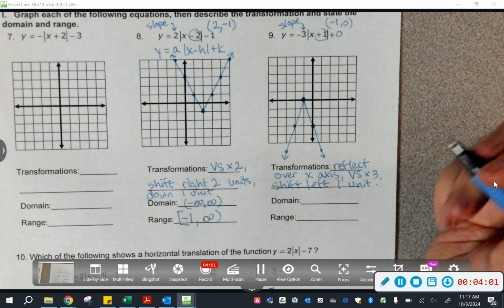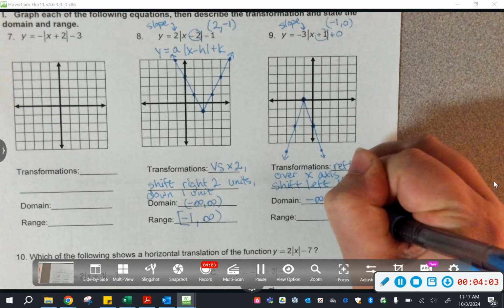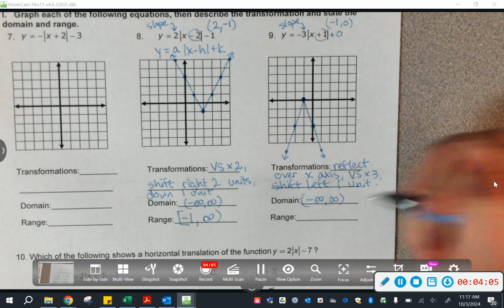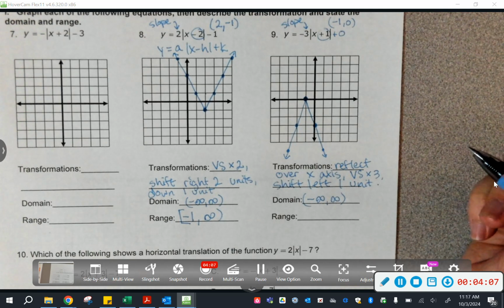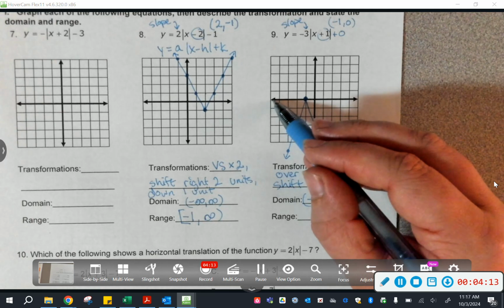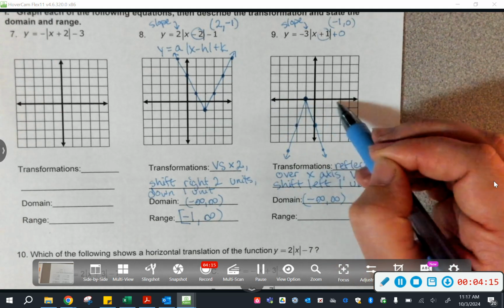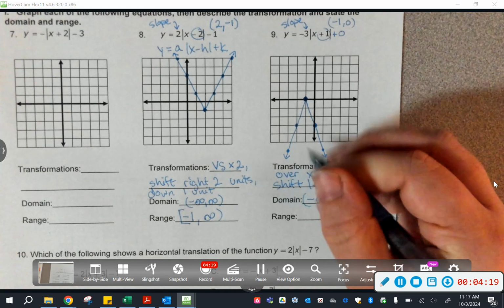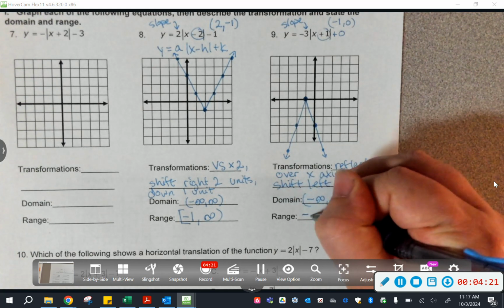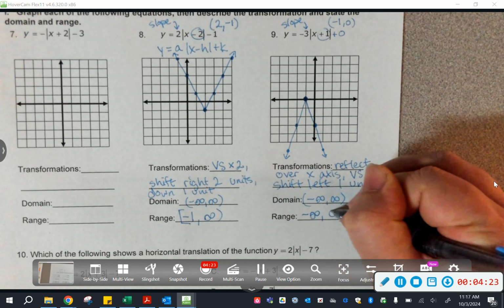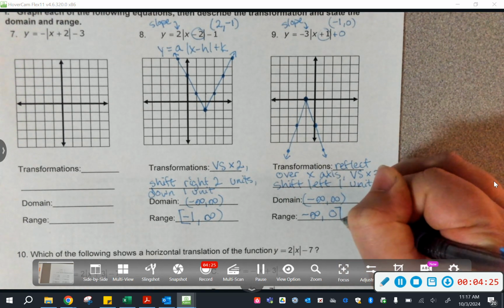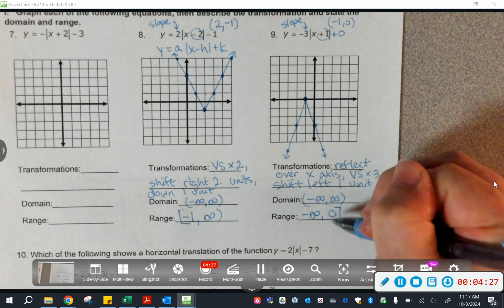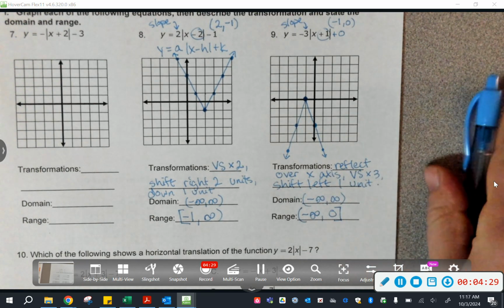Domain for absolute value functions is always negative infinity to positive infinity because nothing is stopping our left or right movement. And we remember that infinity gets a parenthesis every time. For range, 0 is the top of what we see. That's the y of our vertex. We go from bottom to top. So at the bottom, we're going down to negative infinity. On the top, we're going up to 0. 0 is a value on our line, so it gets a square bracket, and infinity always gets a parenthesis.